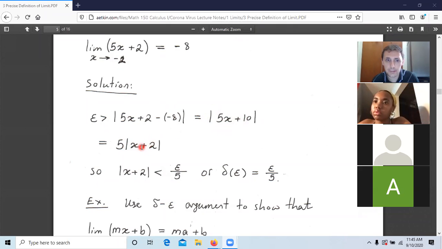I have this x plus 2 here. I divide by 5, and I see that x plus 2 had to be less than epsilon over 5. And you can see that you can go in reverse. If I multiply by 5, then 5 times x plus 2 is less than epsilon, and that will imply that 5x plus 10 is less than epsilon. That implies this line. You understand? I can go in reverse.